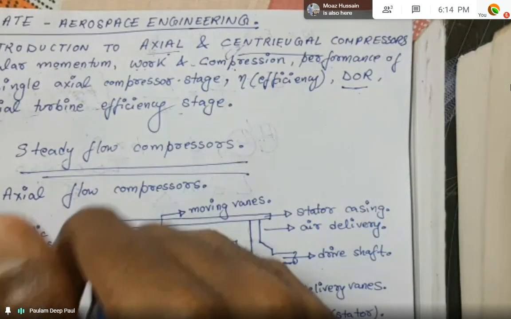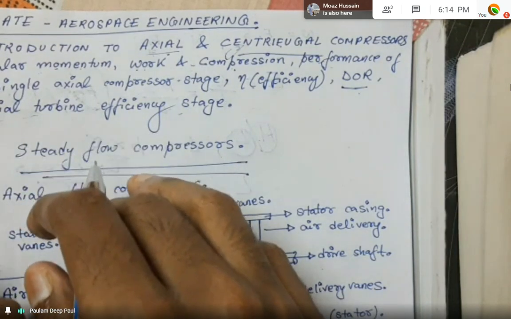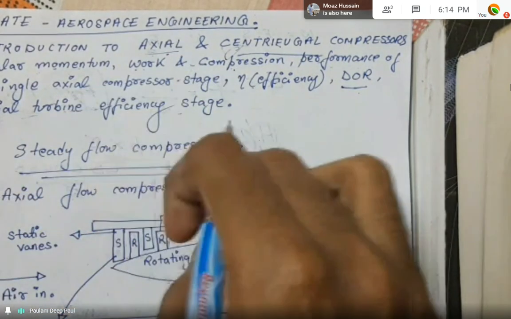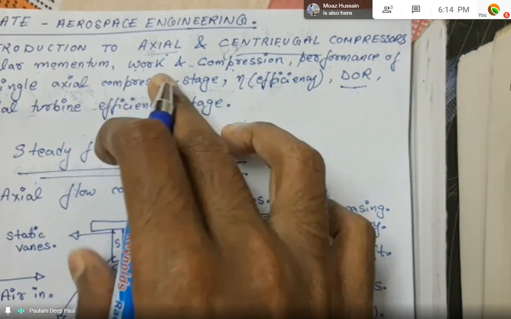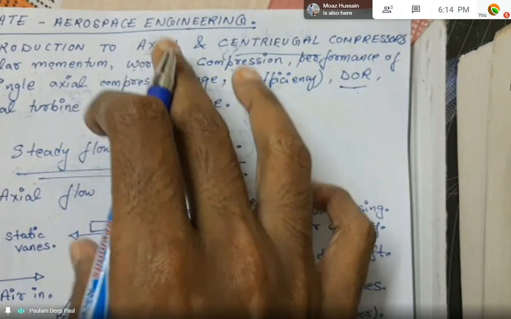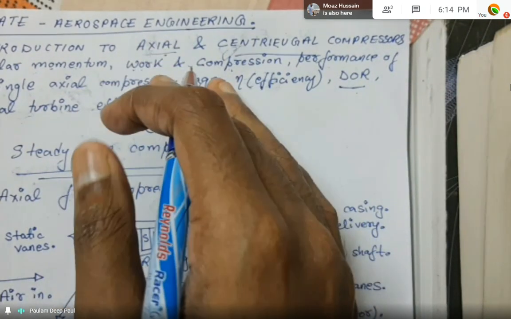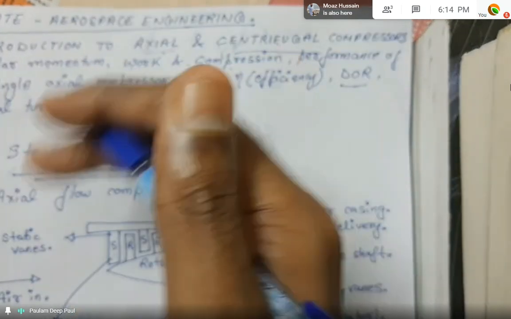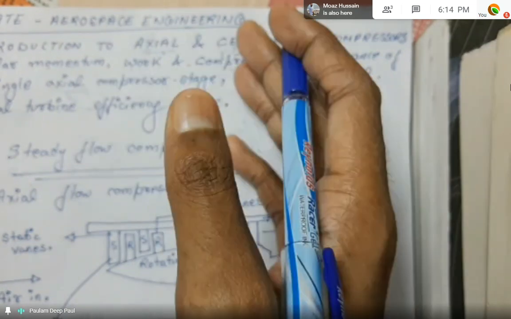So now, before we go into the details of axial and centrifugal compressors, we need to know in which class these compressors actually come. Axial and centrifugal is a domain of steady flow compressors. Now, what do we mean by a steady flow compressor? The compressor in which compression occurs by transfer of kinetic energy from a rotor is called a steady flow compressor.